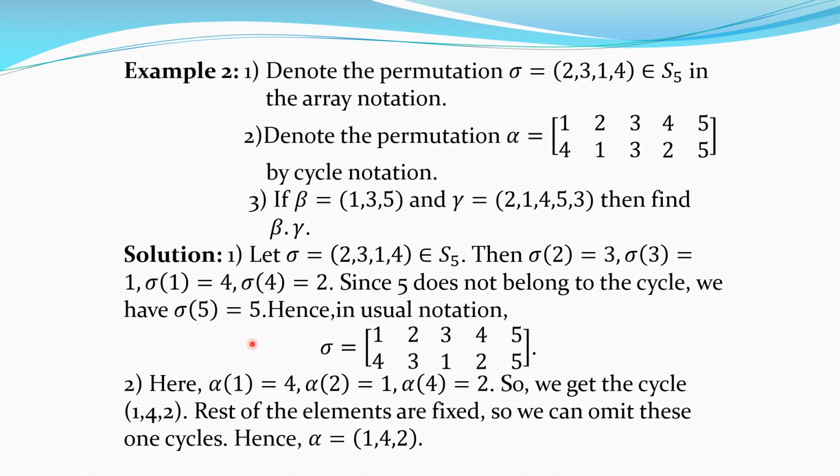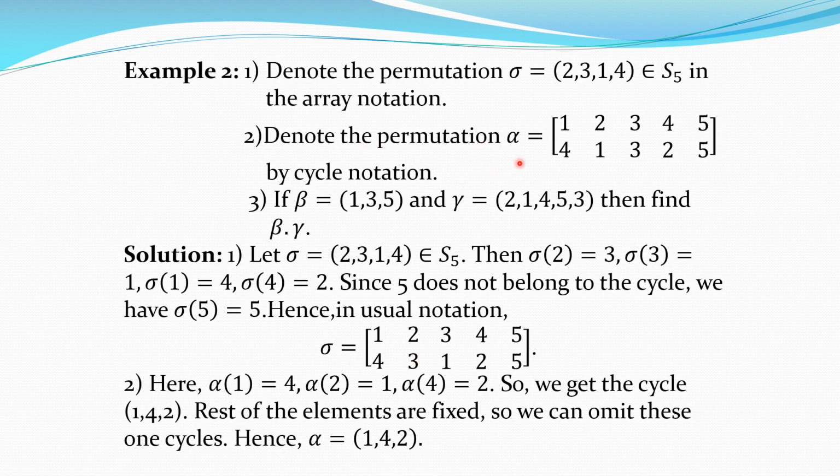So just we rearrange it in the array notation. As sigma of 1 is 4, below 1 we have written 4. As sigma of 2 is 3, below 2 we have written 3. Like that we can complete sigma. Now this is the reverse way we have to do.